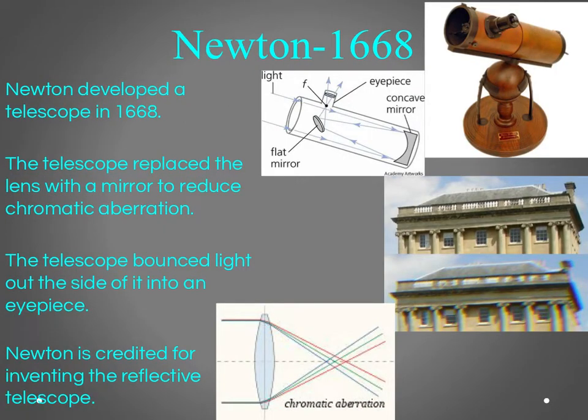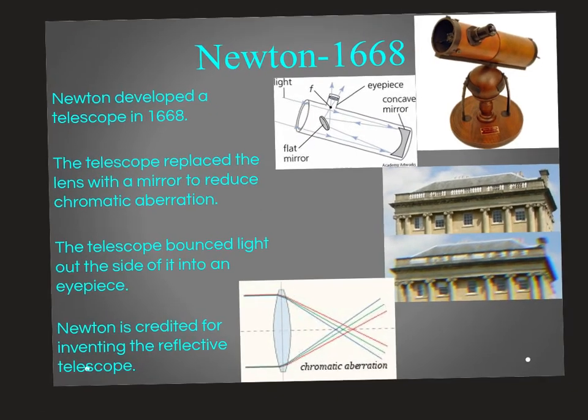Now we're going to look at Newton, 1668. Newton developed a telescope in 1668. The telescope replaced the lens with a mirror to reduce chromatic aberration. Chromatic aberration means that, since the medium of air, which we talked about when we watched the Cosmos video, so we've got white light coming in.